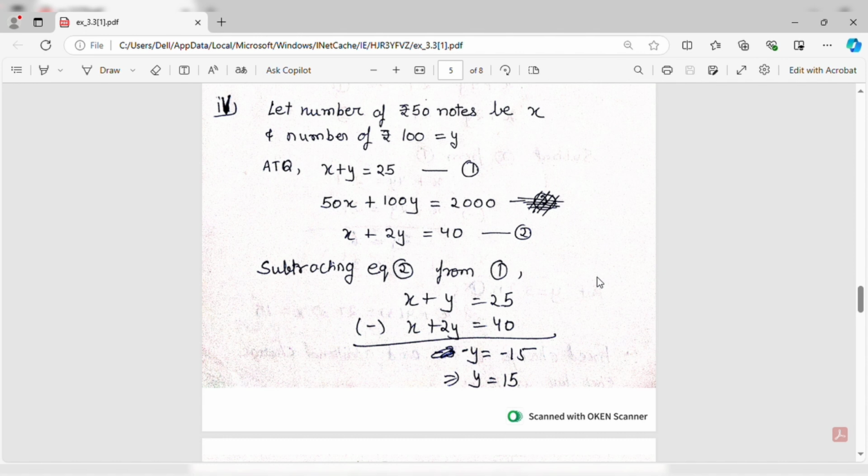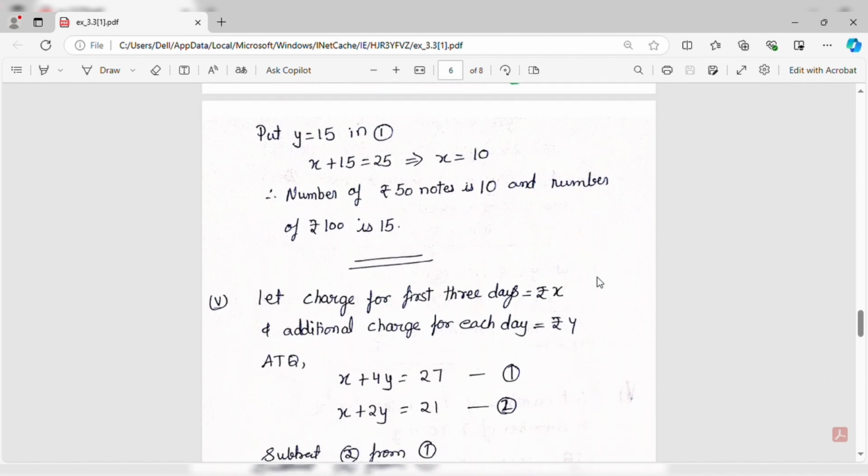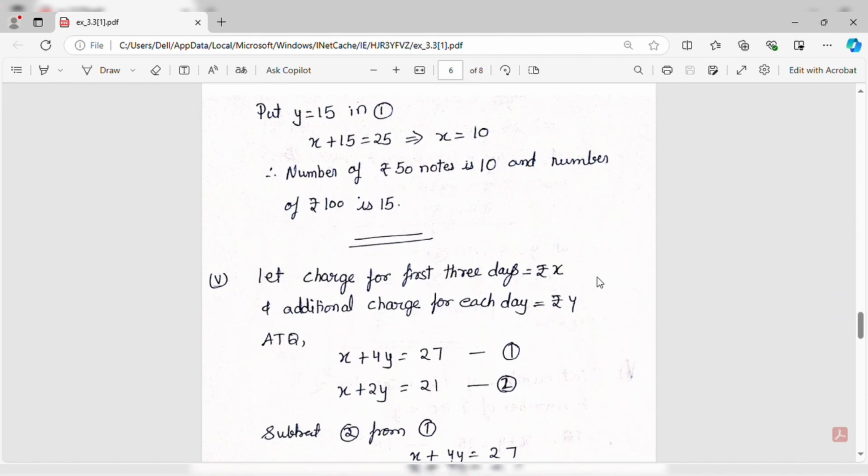Then according to question, x plus y is 25 and denomination of 50 rupees note will sum up to 50x and of 100 would sum up to 100y. So 50x plus 100y is 2000. x plus 2y equal 50 would be the second equation. We will subtract second equation from first and we will get y as 15. If y is 15, then x would be 10. So number of rupees 50 note is 10 and number of rupees 100 note is 15.